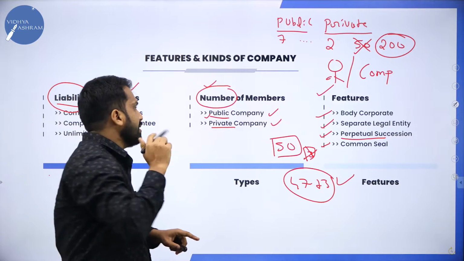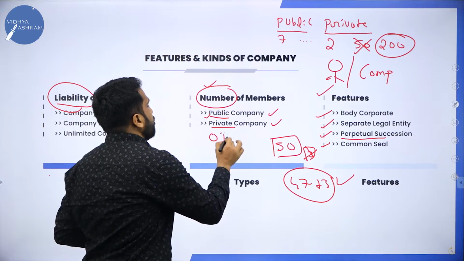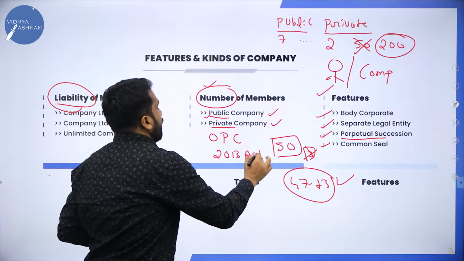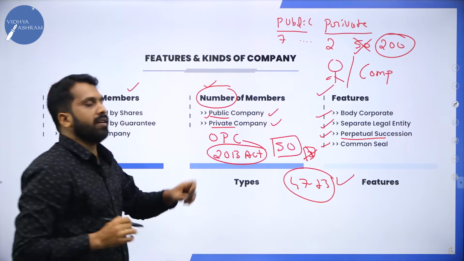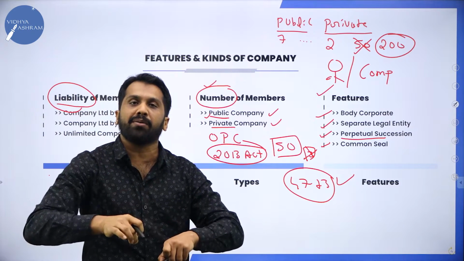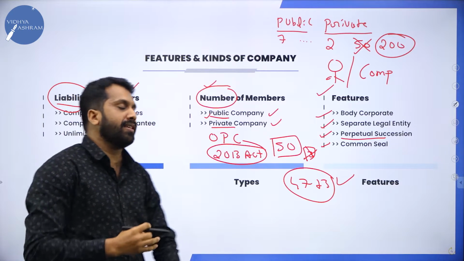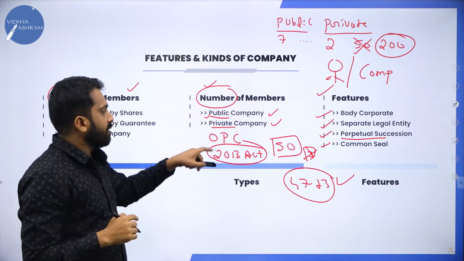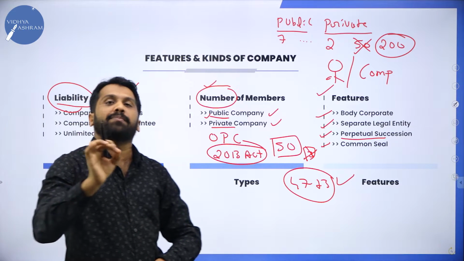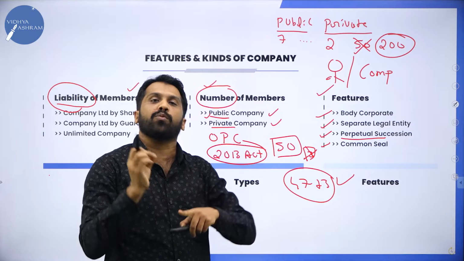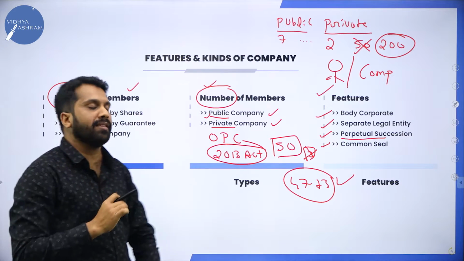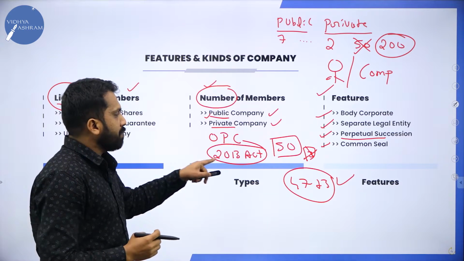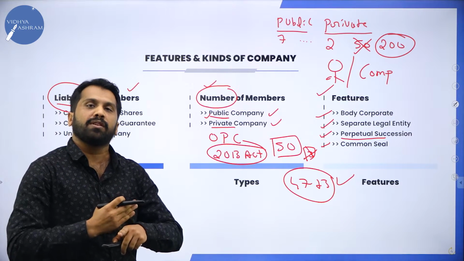The answer is yes. One person company as per the 2013 Act. Earlier it was not there, but now we can start a company with a single person. An individual can also start a company. That company is called OPC, one person company. There are some rules and regulations to frame a one person company, and we have to follow that.